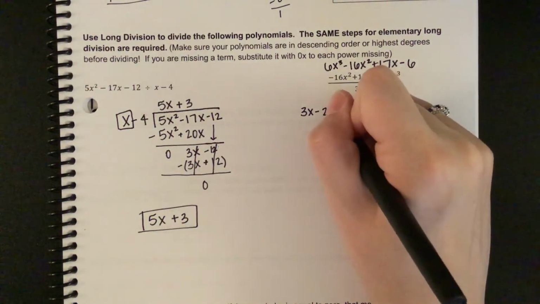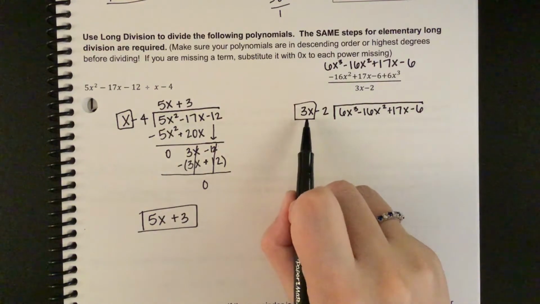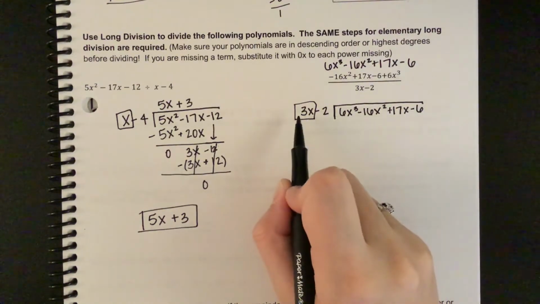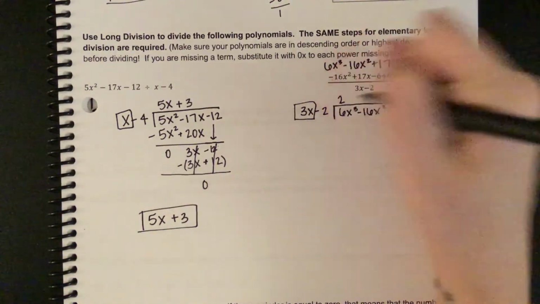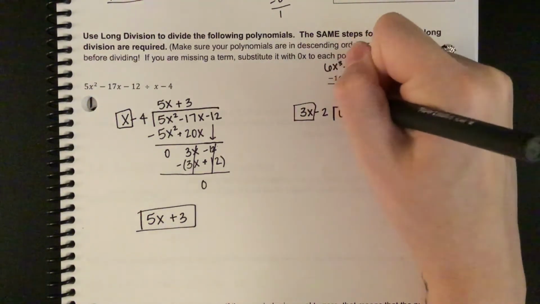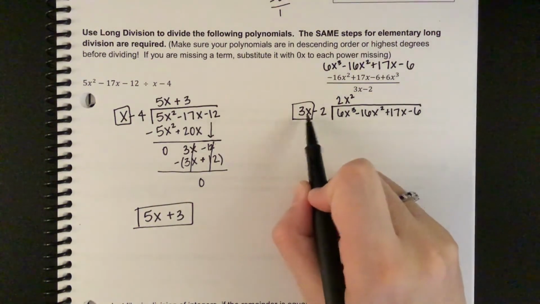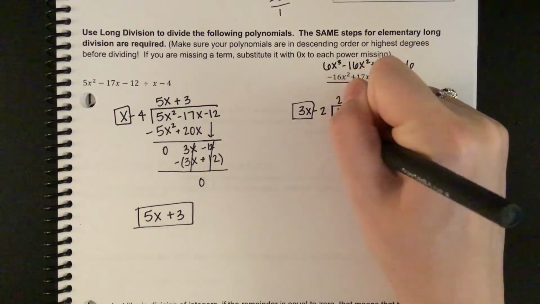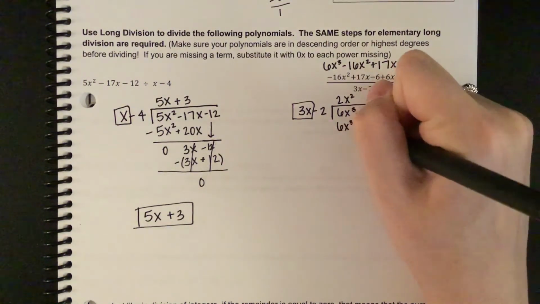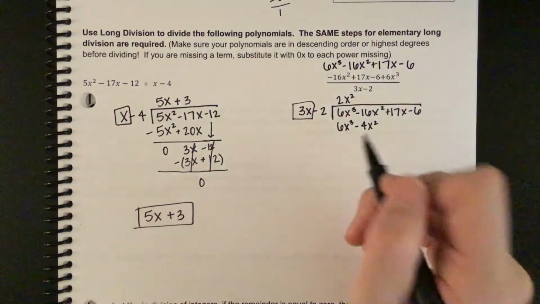All right, so remember we only focus on this very first one. 3x into 6x cubed. So what do I have to multiply 3x by to get 6x cubed? Well, I have to multiply 3 by 2. I know that much. And I have to multiply by x squared in order to get x cubed. So now I take this. 2x squared times 3x is going to give me 6x cubed. 2x squared times negative 2 gives me negative 4x squared. And we subtract.